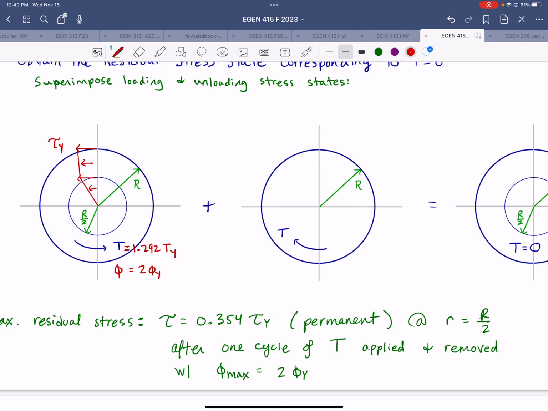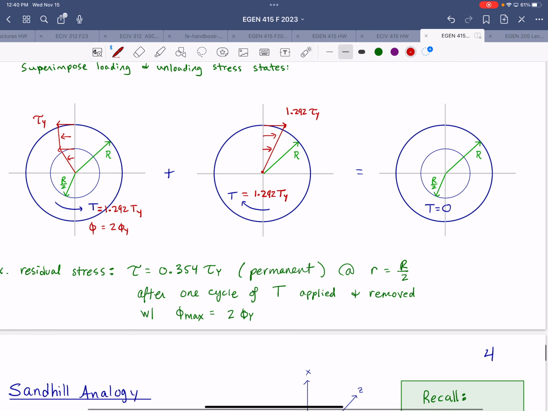Our unloading stress, I'll try to draw this a little bit to scale. All right, we have 1.292 times the yield stress, maximum at the outer fibers, and 0. It's a linear unload. We had 0 at R equals 0. And here the unload torque is also 1.292 times the yield torque.